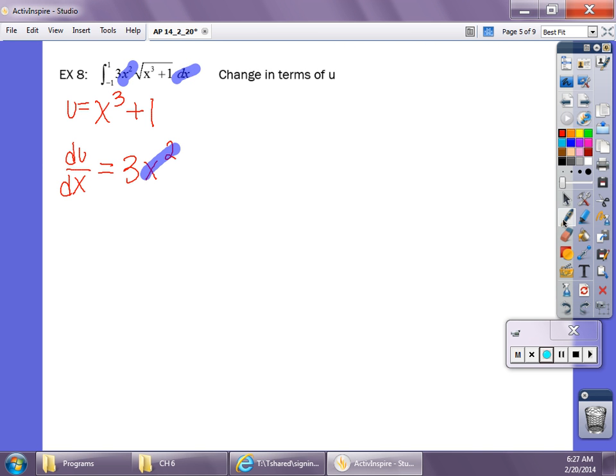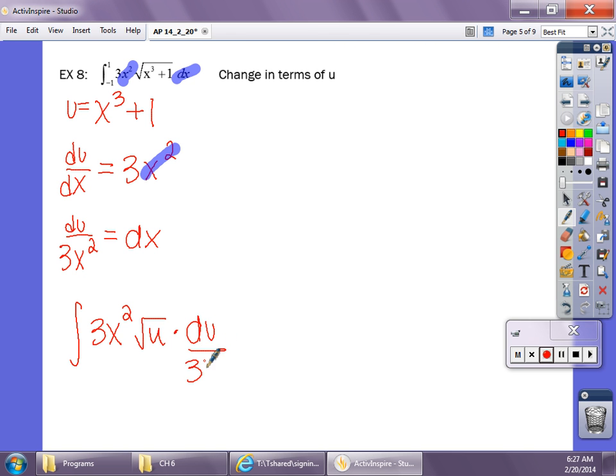So, now going back, du over 3x squared is going to be equal to dx. I know that if I do the integration without the limits, I would have integral of 3x squared square root of u times du over 3x squared. And it's nice because the 3 even cancels. So I'm left with the integral of square root of u du. And then we just got to mess with our limits.